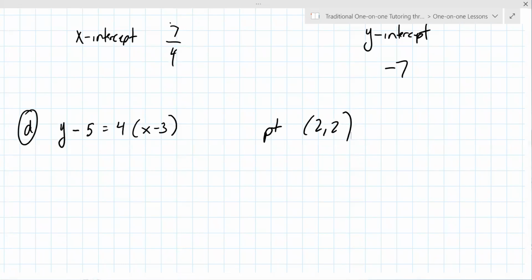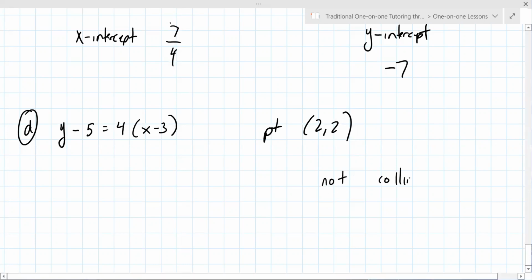You're treating the 2 and the 2 like x and y, but since they're both 2, it doesn't really matter. That's right. 2 minus 5 equals 4 times 2 minus 3, so 2 minus 5 equals -3, and 4 times minus 1 equals -4. I think they are non-congruent. They're not collinear. The right wording here is it asks whether they're collinear or not. So -3 equals -4, which is not true, so they're not collinear. Yep, that's exactly what I got.